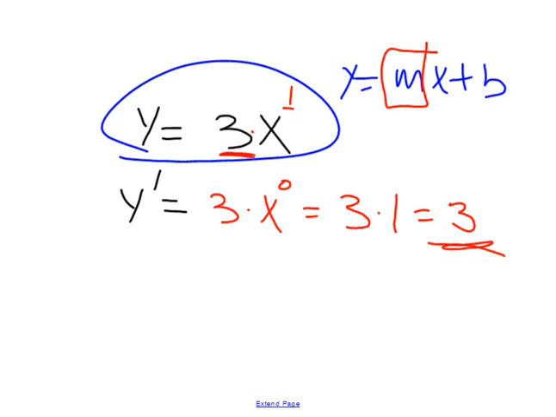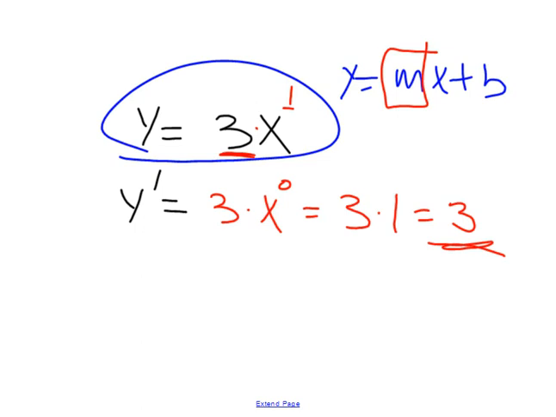And so when you've got this straight line, without even thinking about it in terms of calculus, you should be able to look at that equation and say, what's the slope of that line? 3. And now, by the way, the slope of that line is 3 everywhere, right? It doesn't change. It's always 3.